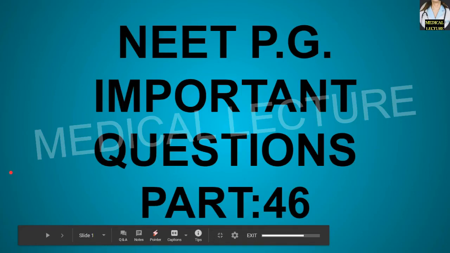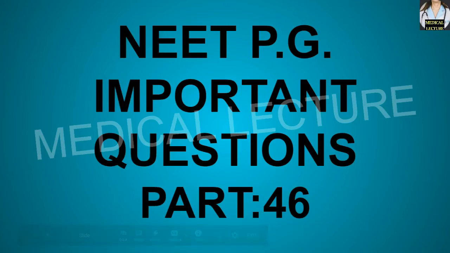Hello everyone. Today we'll discuss part 46 of the NEET PG important questions, and today we'll discuss the questions of the topic blood vessels of the thorax including the vena cava, aorta and the azygous veins. So first try to answer the questions by yourself.